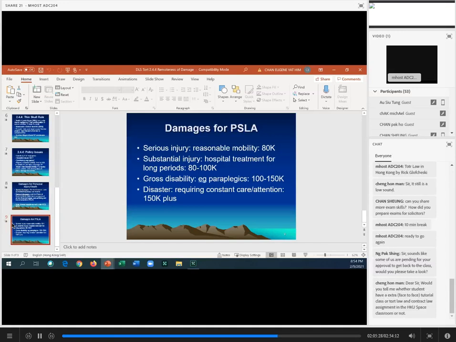Actually, it's not that much when you think about it, but you do get something for pain, suffering, and loss of amenity, apart from loss of future earnings. Loss of future earnings would probably be the biggest part of your damages claim, but you can claim these other ones.